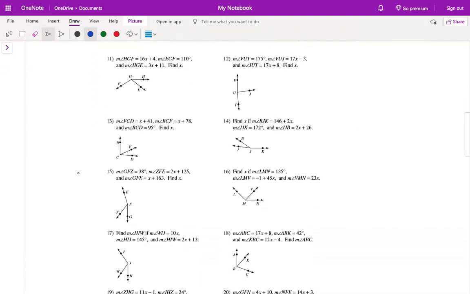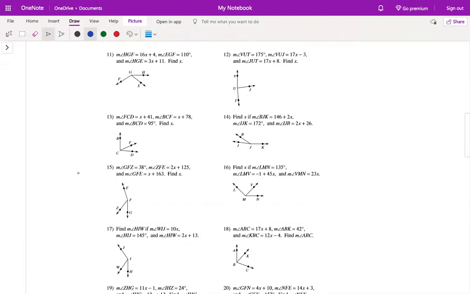Okay, number 11. Let's see what we have to do here. So first step, always label what we know. The measure of angle HGF, so that's the whole one, the big one, I'm just going to write it out here, is 16x plus 4. The measure of EGF, so that's the larger of the two inner angles, is 110 degrees. And the measure of HGE, so the smaller of the two, is 3x plus 11.